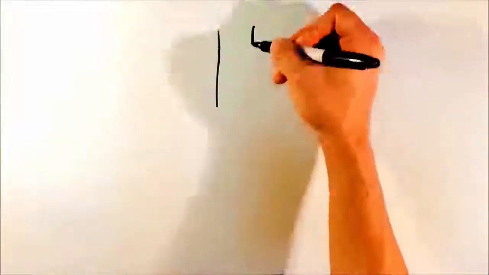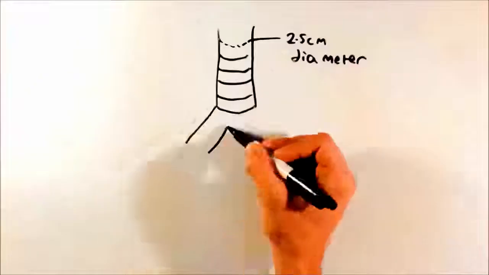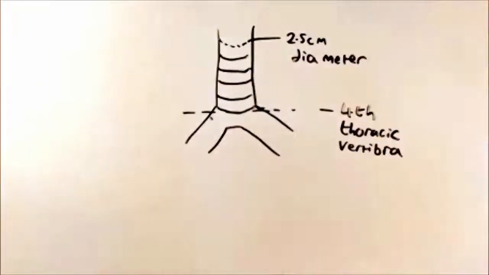Air enters the lungs through the trachea, a fibroelastic tube about 2.5 centimeters in diameter, surrounded by a series of cartilage rings. The trachea bifurcates, splits in 2, at the level of the 4th thoracic vertebra to create 2 principal bronchi. This is the first bifurcation of many within the lungs.